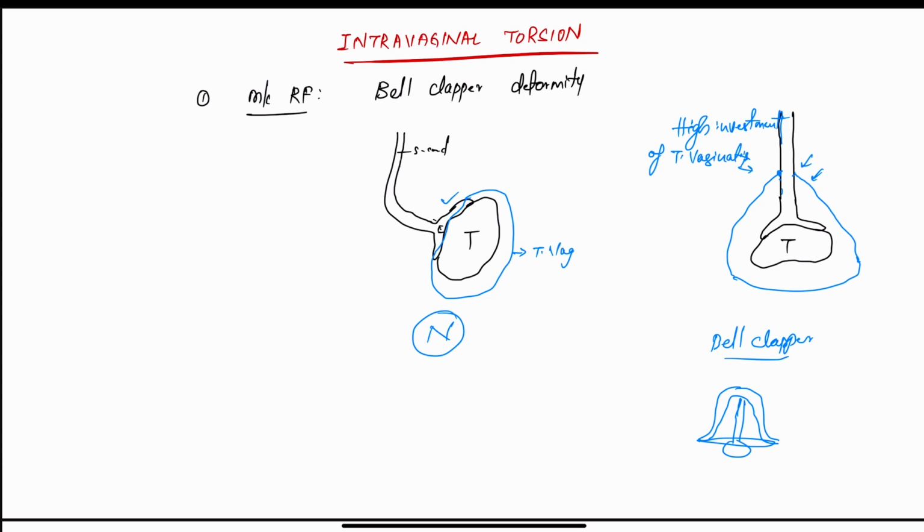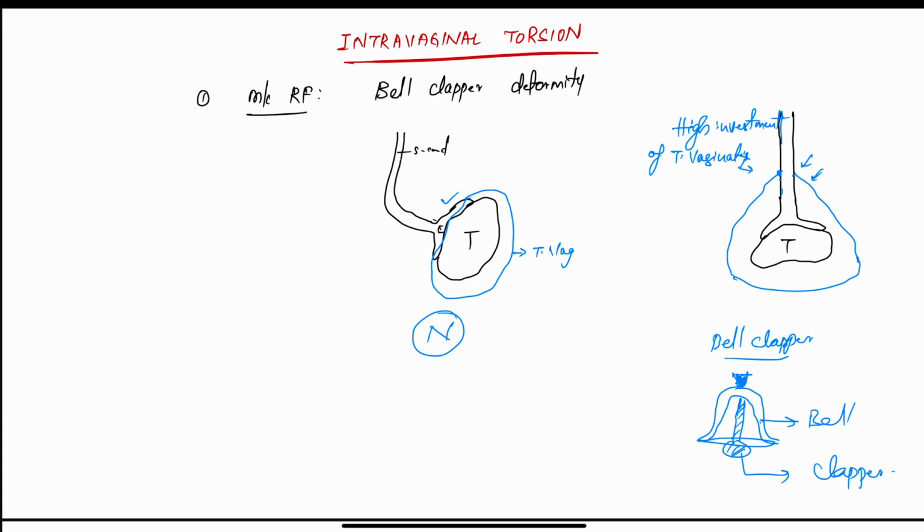So this is a simple illustration of a bell. This is the bell. This is the clapper within the bell. Now, because of high investment of tunica vaginalis, our testis is hanging like a clapper in the bell. So this is called bell clapper deformity.